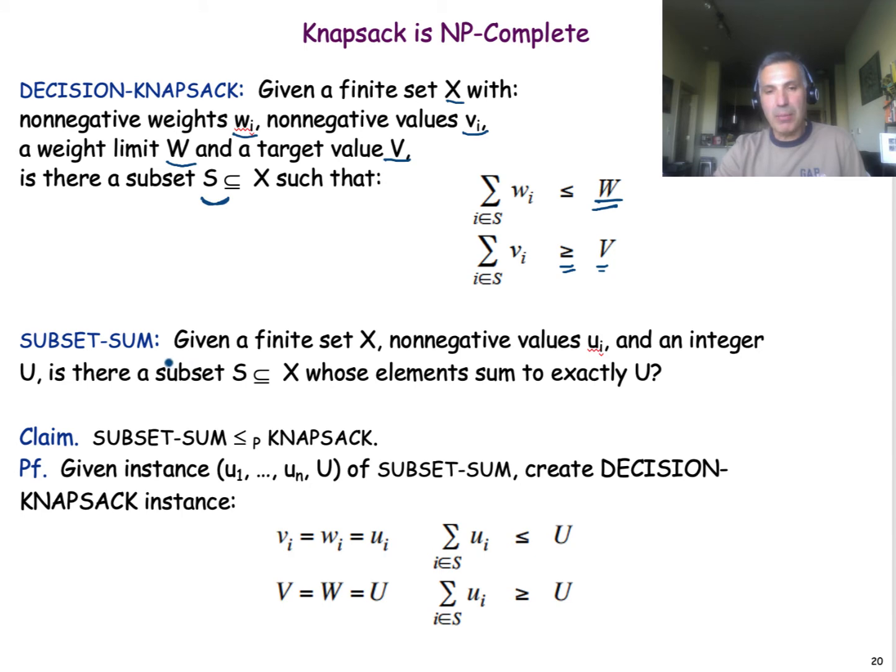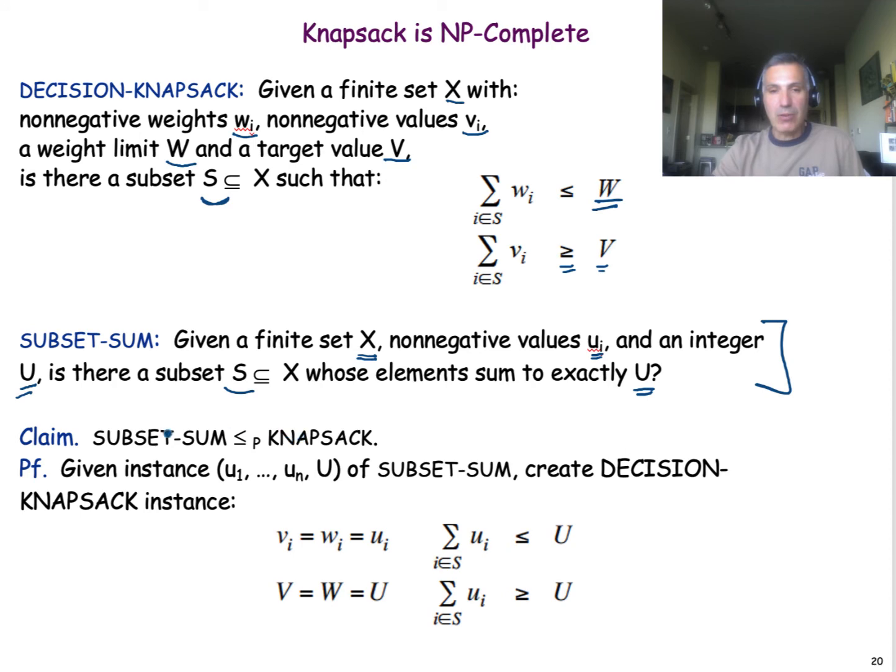The subset sum problem was already stated as a decision problem. Namely, we're given a finite set X again. The objects have a value, let's call it u_i. These are the numbers basically. And we're given a target number, uppercase U. We're asking the question: is there a subset S of these numbers that when added gives us exactly the target number uppercase U? So this is the decision version of the two problems.